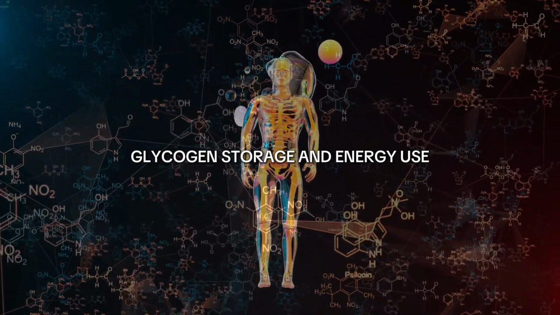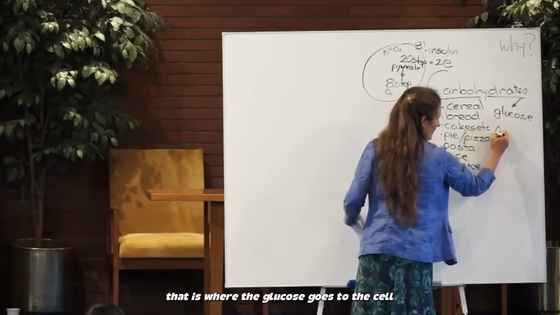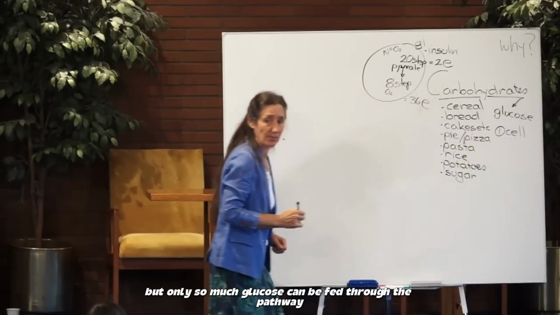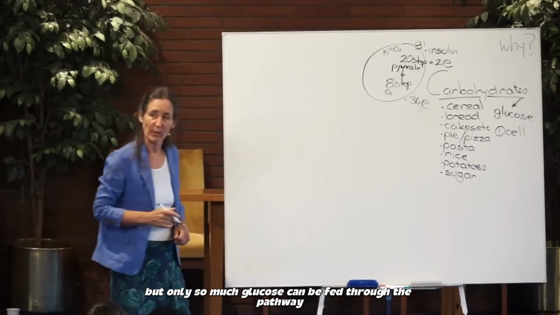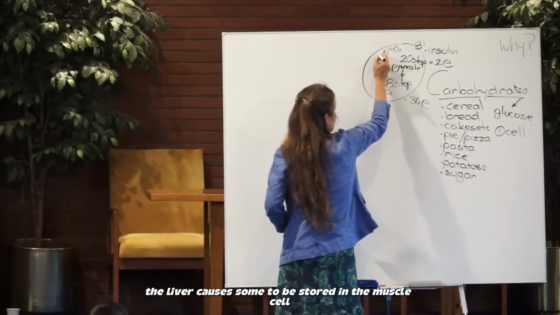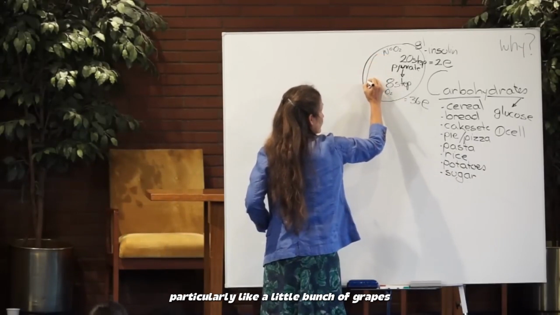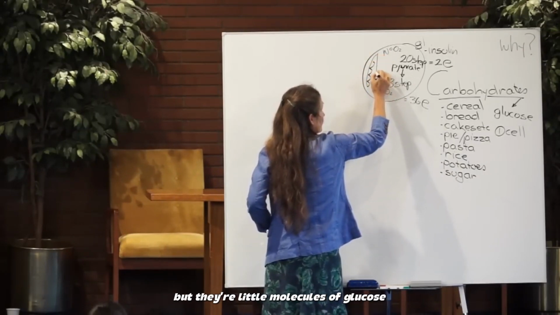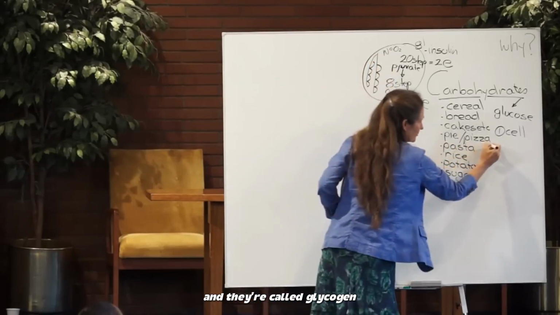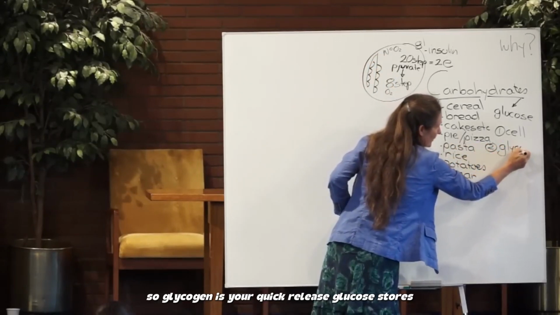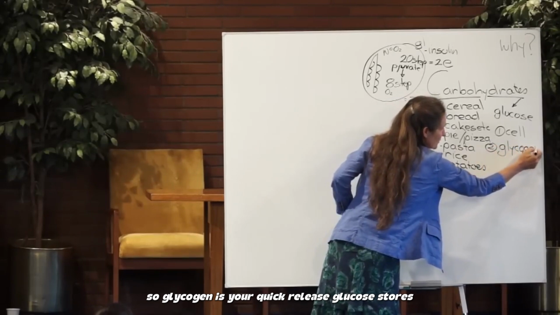Glycogen storage and energy use. That is where the glucose goes to the cell. But only so much glucose can be fed through the pathway. And so now the liver causes some to be stored in the muscle cell, particularly like a little bunch of grapes, but they're little molecules of glucose, and they're called glycogen. So glycogen is your quick release glucose stores.